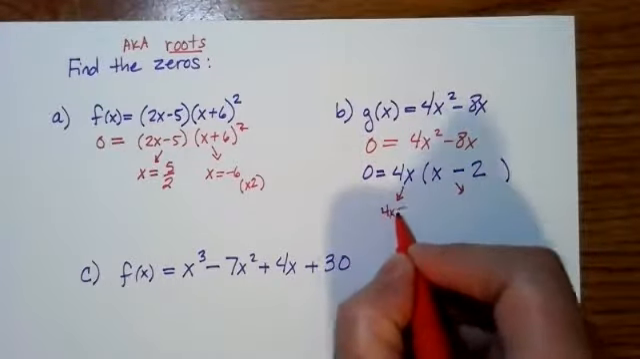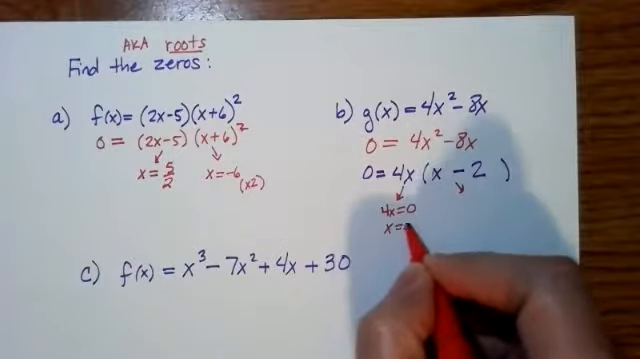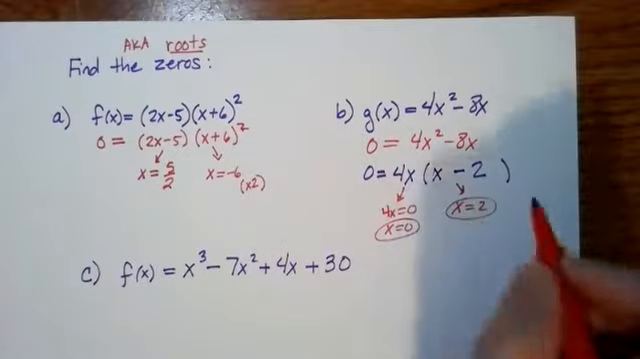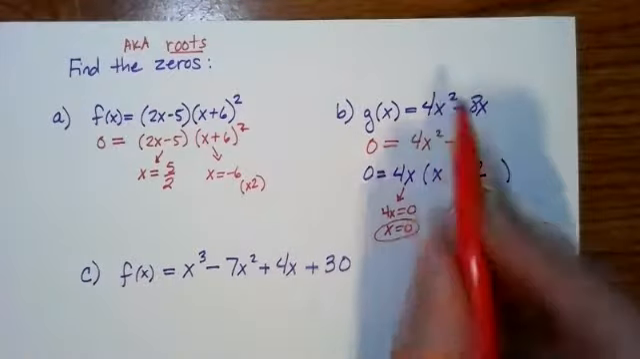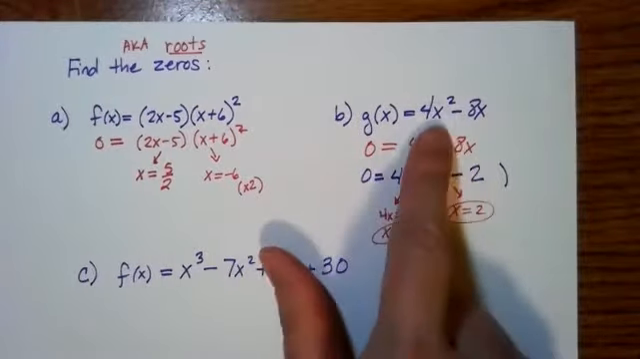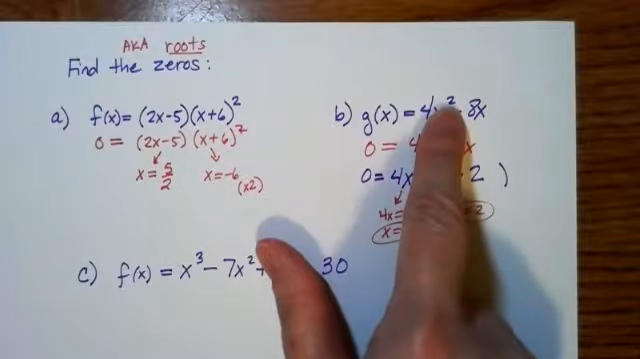So 4x equals 0, and that means x is 0. That'll be one of them. The other root would be where x is equal to 2. So we get 2 roots just as the degree says we should. All right, so we have a few options. We can factor. We can use the quadratic formula if it's a quadratic polynomial.